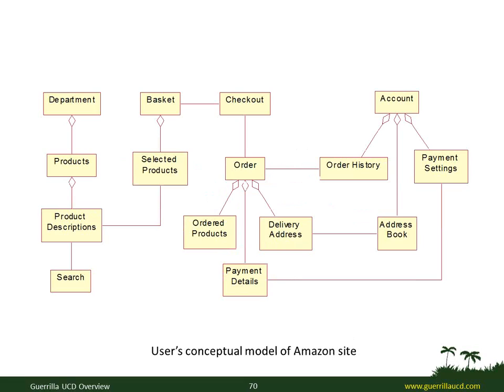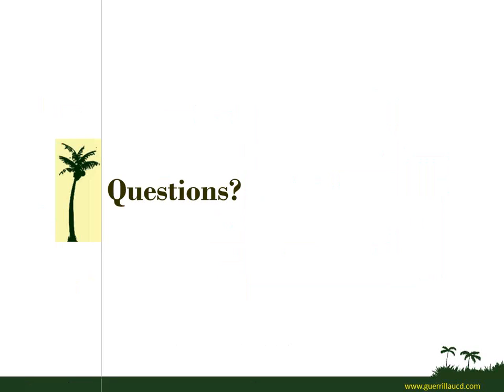You can ignore the funny diamond-shaped things. They're not absolutely essential, but this is just really a block diagram of Amazon. Departments have products which have product descriptions. Baskets contain selected products. Orders have ordered products, and so forth. So that session is about how to use the concept of conceptual models, the idea of conceptual models, in helping you to build robust designs. So that is the whole of the overview.